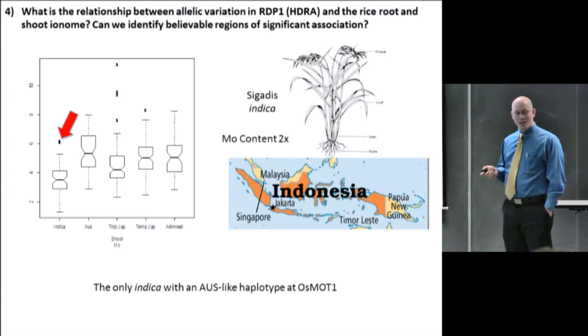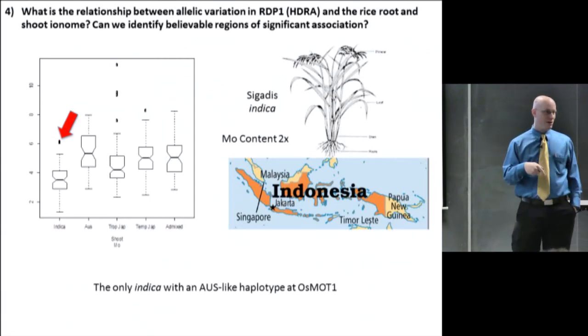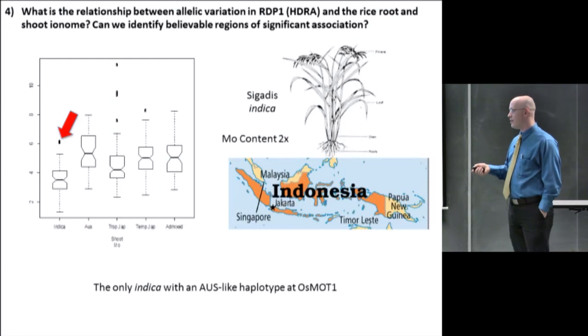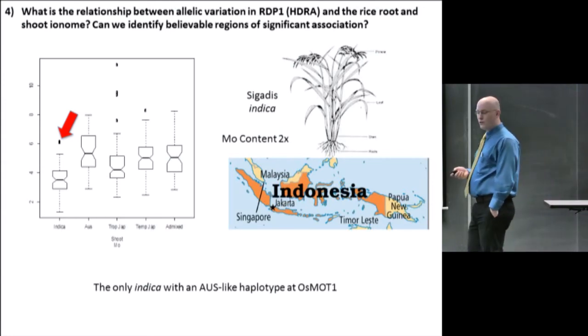Turns out, if you look at the haplotype of this character right here, it's the only indica that has an Aus-like haplotype at MOT1, okay? So this haplotype is common in Aus, it's rare in indica, and this particular line has twice as much molybdenum as everything else. So more evidence that says MOT1's doing something. This is also really cool, okay?